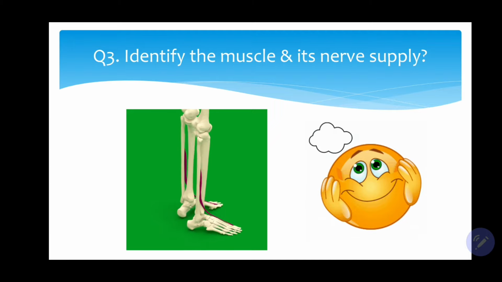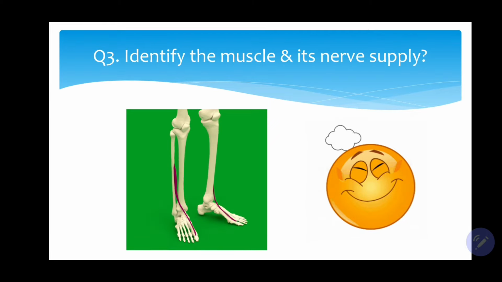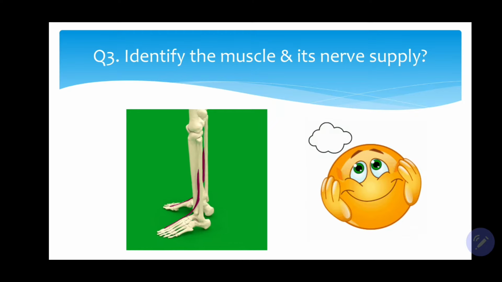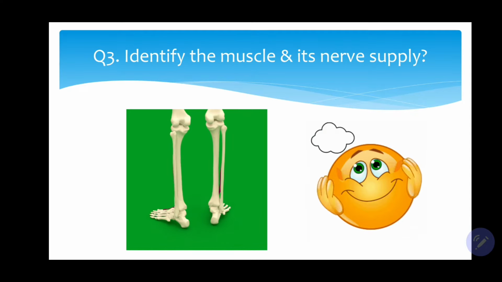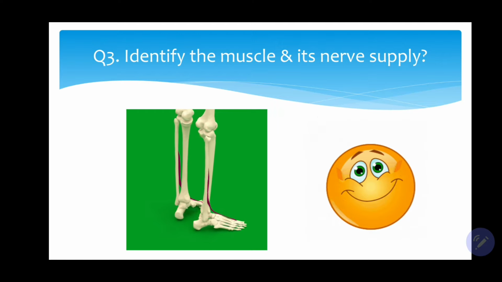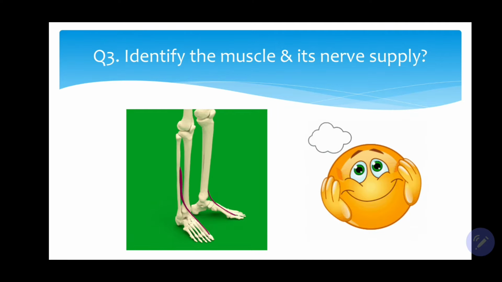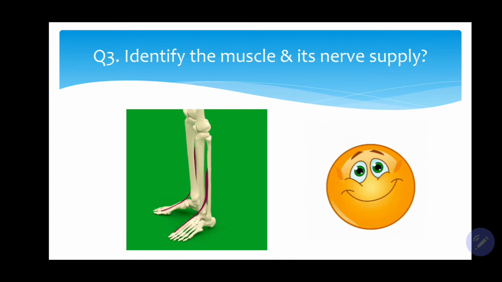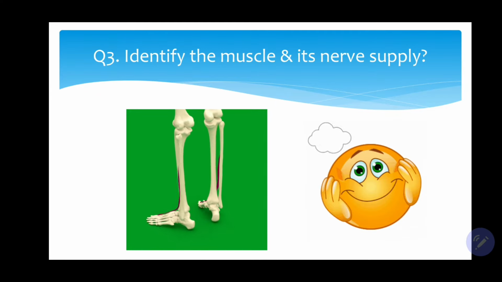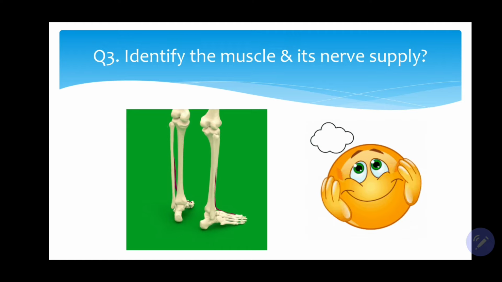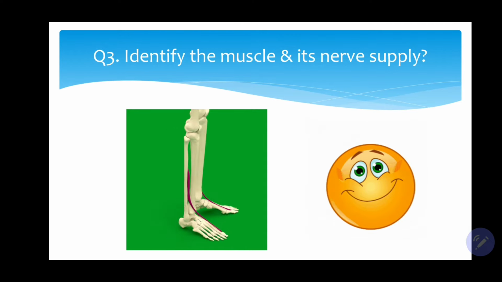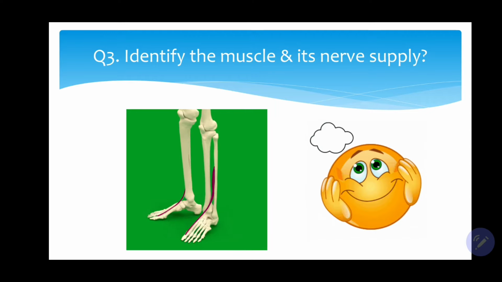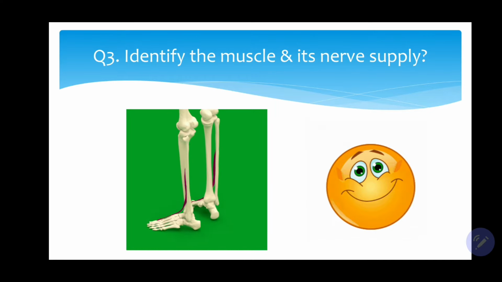So the prime action will be extension of the terminal IP joint, and of course the secondary action will be extension of the metatarsophalangeal joints, because you have only one interphalangeal joint there in the greater toe. It will also extend the metatarsophalangeal joint as well as the ankle joint. So these are the actions of this extensor hallucis longus muscle.